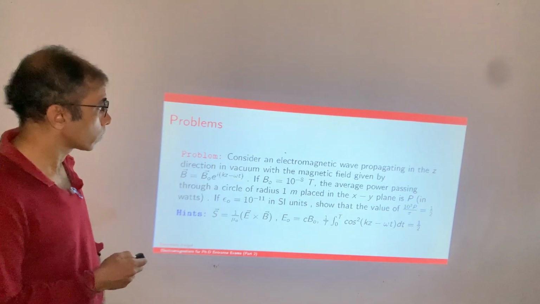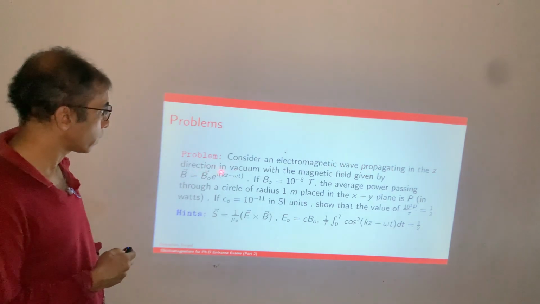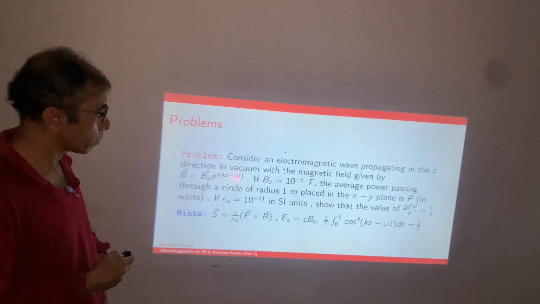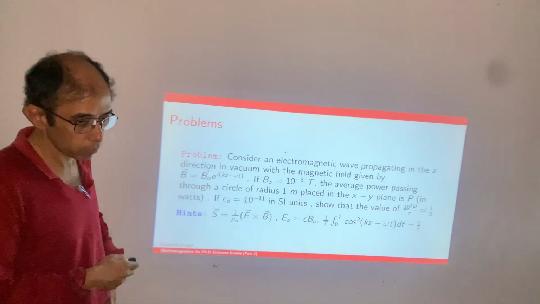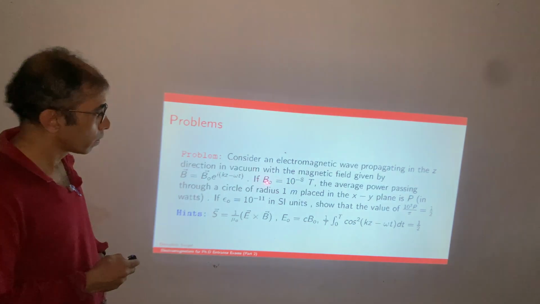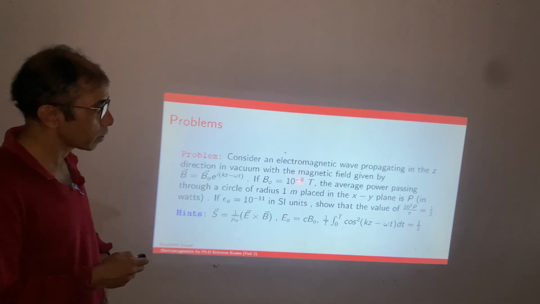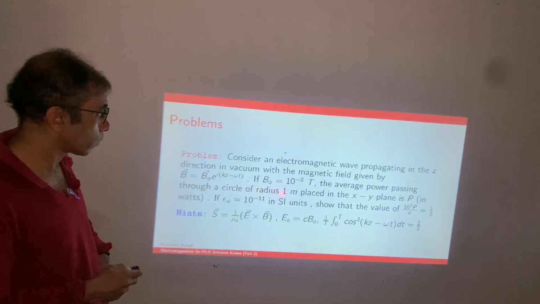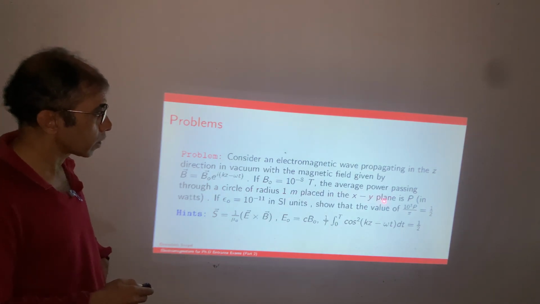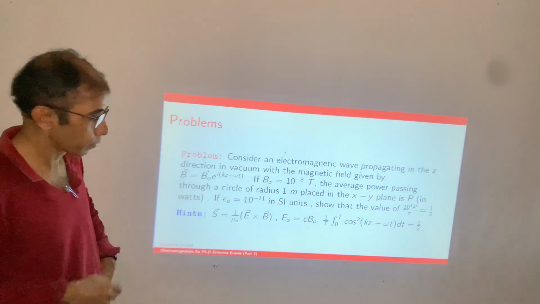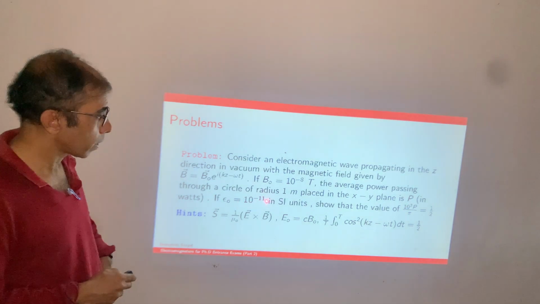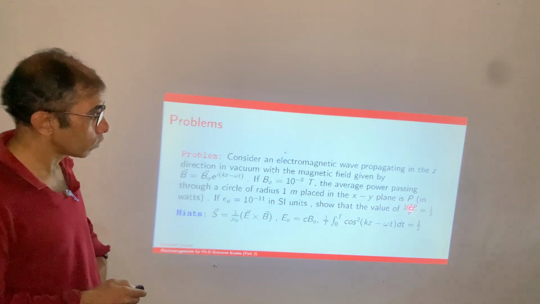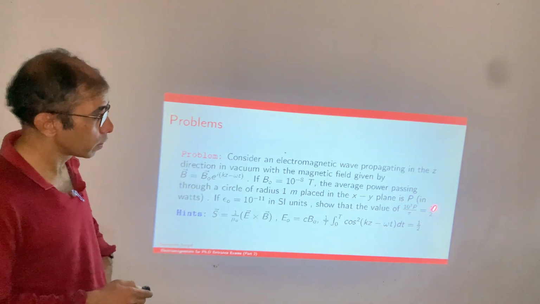This is the last problem of today. So consider an electromagnetic wave propagating in the z direction in vacuum with magnetic field given by B equal to B naught e to the i(kz minus omega t). So you have to take the real part. B naught is given as 10 to the minus 8 Tesla. The average power passing through a circle of radius 1 meter placed in the xy plane is P in watts. If epsilon naught is 10 to the minus 11 in SI units, show that the value of 10 to the power 3 P by pi is half.